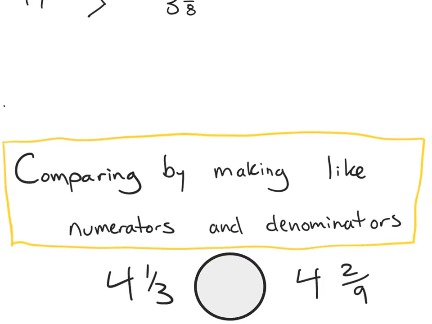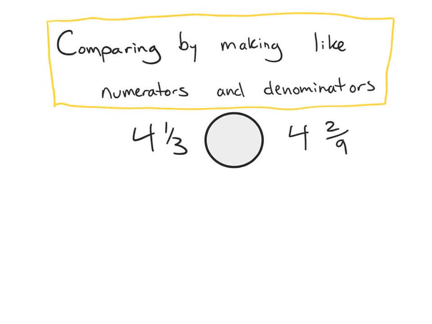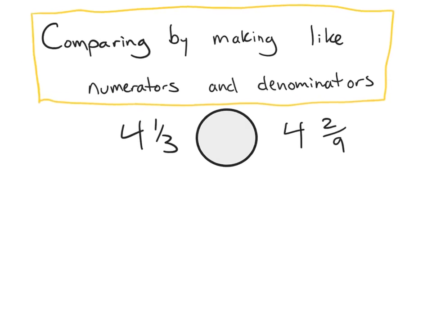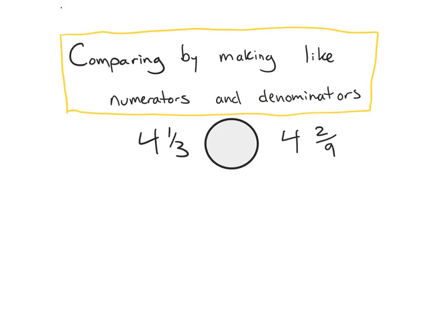The second strategy that we can use to compare fractions is comparing by making like numerators and denominators. In this problem, we're comparing 4 1/3 to 4 2/9. We can decompose this number and put the 4 off to the side. I'm going to rewrite 1/3 in terms of ninths. I'm going to multiply the numerator and the denominator by 3 because I want both my denominators to match. So 1/3 is equal to 3/9. And so I can bring these two back together, and I have 4 3/9.